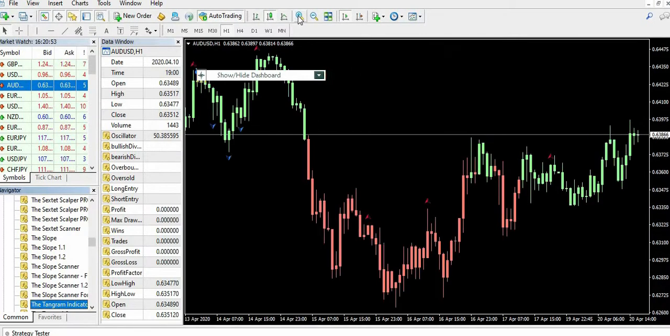Okay, this is the default settings. First I'm going to go through what it is. So what is the Tangram indicator? Well, mainly it's an amalgam of 7 different oscillators, like RSI, like CCI, and so on. The calculations are done by normalizing the values of the 7 different oscillators, and then I calculate an average value and create a compounded oscillator, okay?